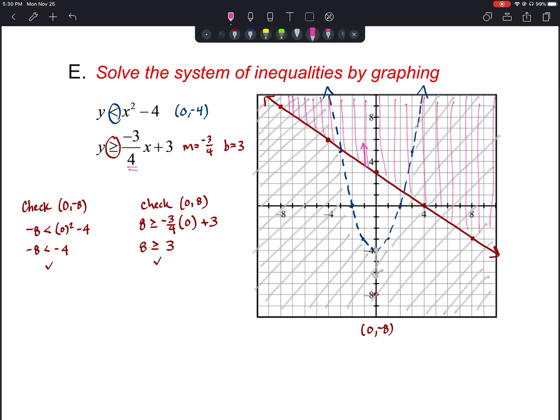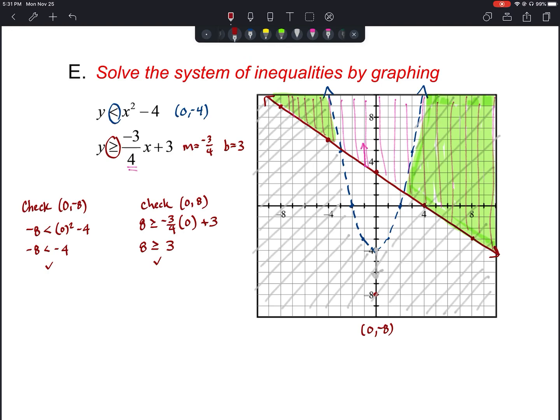So now all we have to do is look for where is the overlapping region where we've shaded both of the graphs. And you'll see that there are 2 of them. There's this region here, so everything above the line and outside the parabola. And then there's a region over here. This region on the right side and that region on the left side are what make up the entire solution to this problem. So if you want to take a point out of there and plug it in for the x and the y in either of the inequalities, it should make them true.